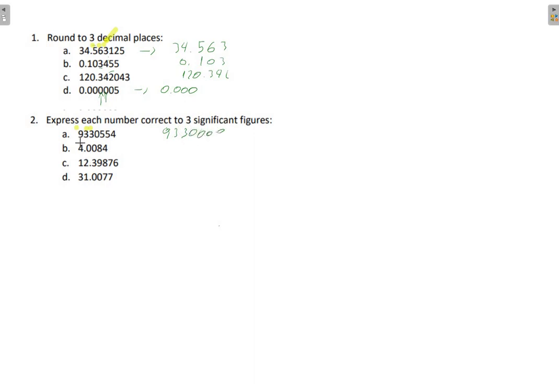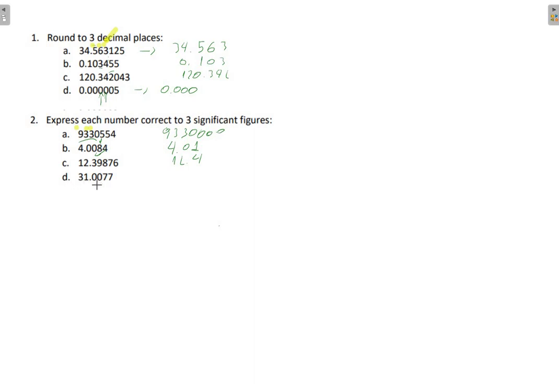Okay? In this case, again, you have the first 3 significant figures. The number to the right is an 8. It's higher than 5. So you round up. In this case, the third significant figure is a 3. The number to the right is a 9. It's higher than 5. So we increase number 3 by 1. So it's 12.4. Okay, and that's it.